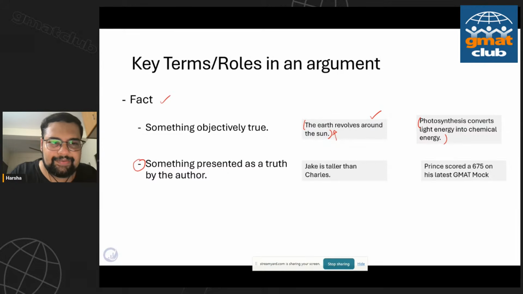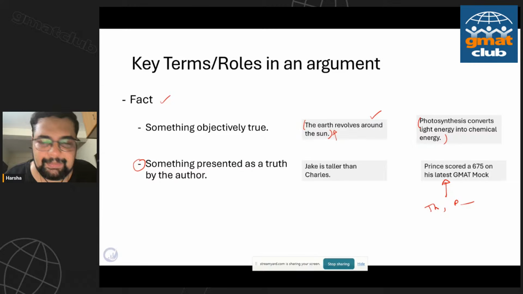What is also playing the role of a fact in your typical argument is something that you may not be able to say is objectively true because you don't have enough context, but it's presented as a truth by the author. Now, let's look at this sentence, and remember the context it was in. Prince scored a 675 on his latest GMAT mock. Therefore, we go on to conclude that Prince will get a 675 on his actual GMAT.